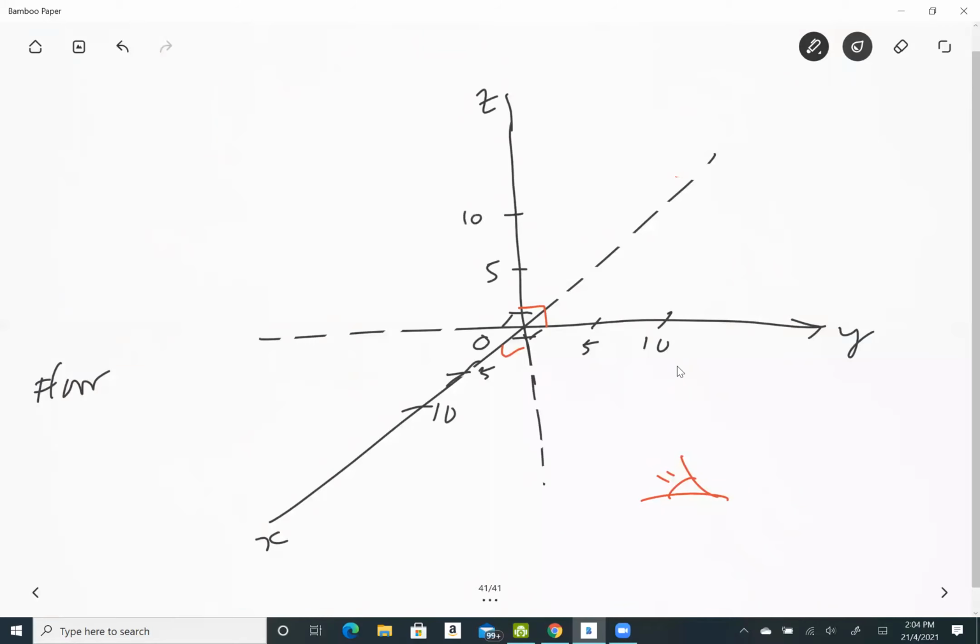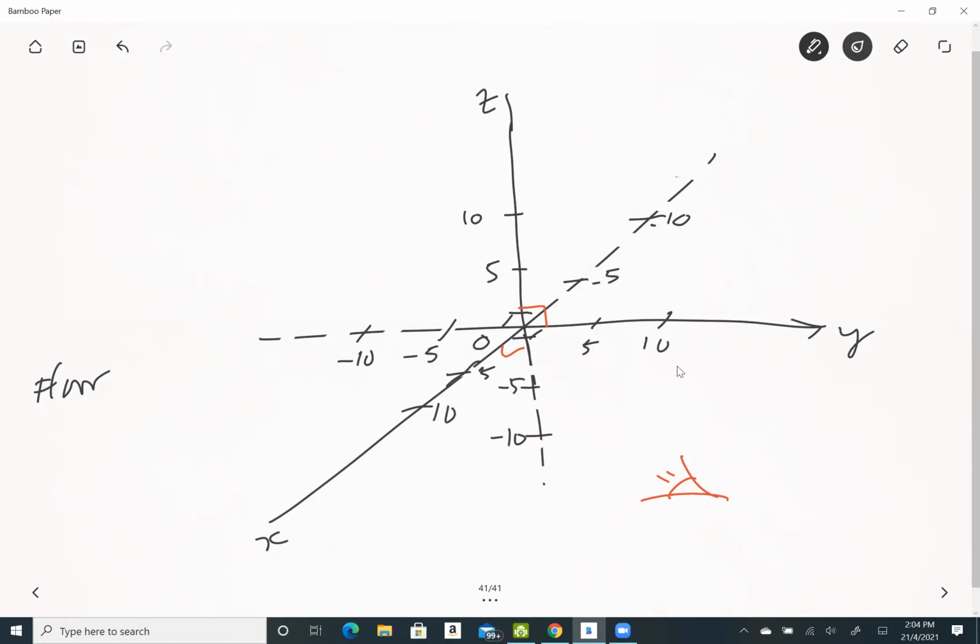And then to the other side of the wall, it's negative. So the X will be negative over the other side. Similarly for the Y, you have negative 5, negative 10. And the Z down the floor, that is negative also.